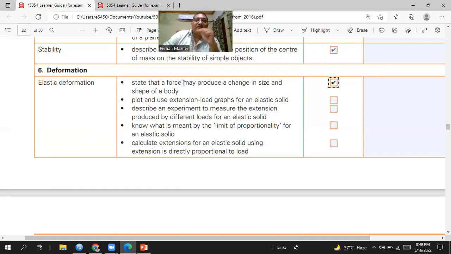So the first point: force can change the size and the shape of the body. Plot and use extension load graphs for an elastic body. Okay, so the graph is very important. In that graph, the extension load graph, on the y-axis we have extension, and on the x-axis we have load. Load means the weight you have applied.